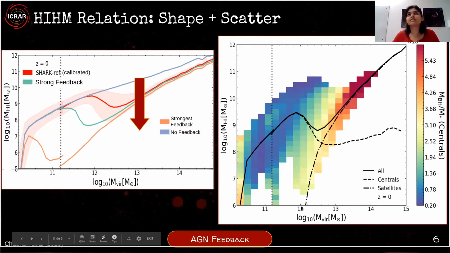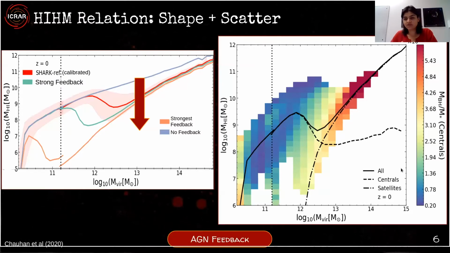And this is also where we see the dip in the stellar mass halo mass relation, or the change from going from stellar feedback towards AGN feedback. And after that dip, it starts increasing again. So we find that AGN feedback plays a vital role in defining the shape of the relation, along with contributing majorly to the scatter that is around the HI halo scaling relation.